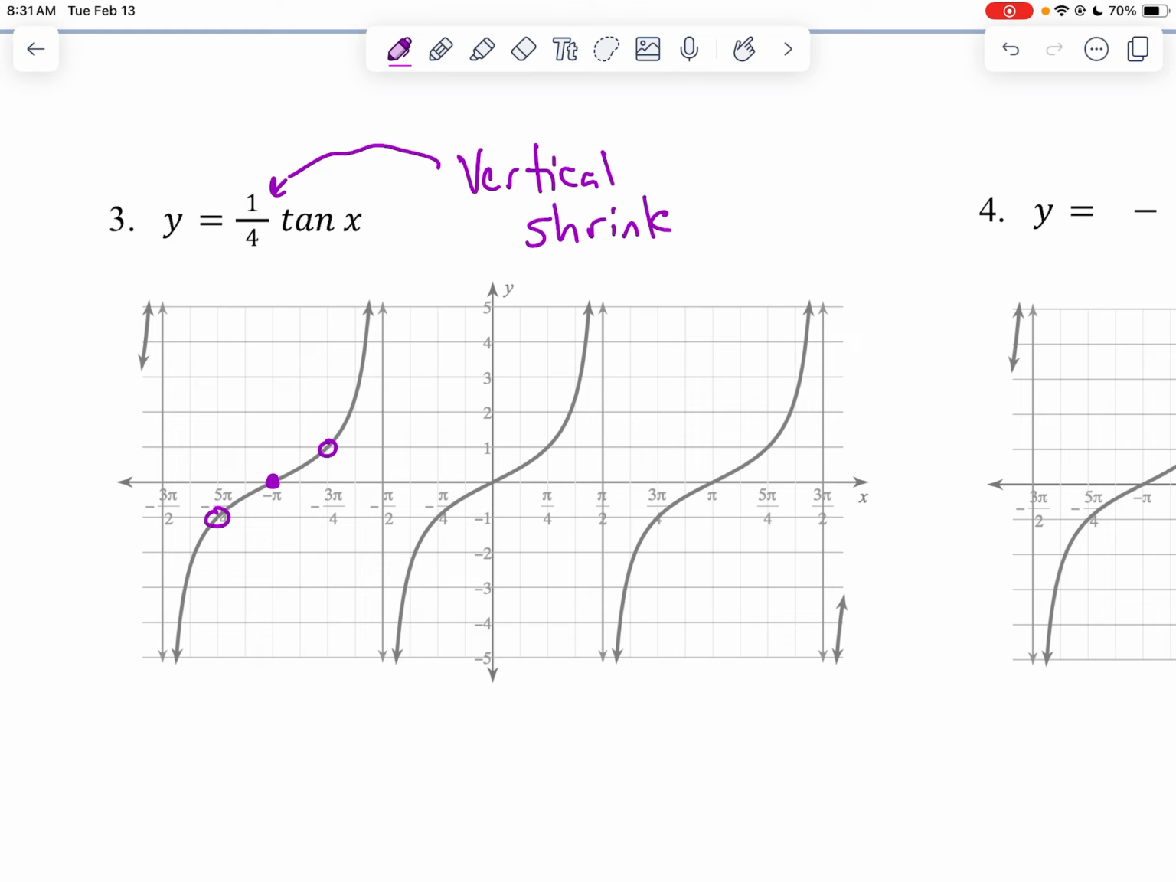So I'm going to end up shrinking and compressing, kind of squashing the graph a little bit here. Where I had -1, I'm going to eyeball where roughly -1/4 would be, and +1, I'm going to eyeball where +1/4 would be. So it's not going to be flat, but it's going to be pretty close to it. It's not the most perfect graph here, but that'll do. Okay, and then I'm going to do the same thing for my other parts of the graph here and show that same vertical shrink.